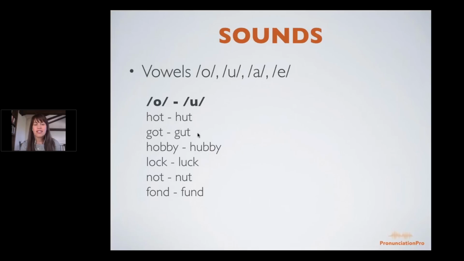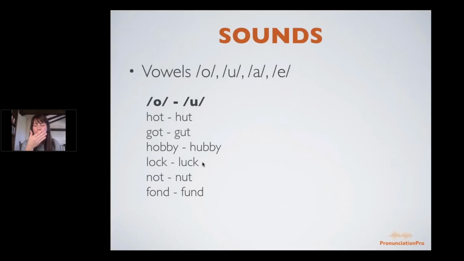How about this next one? Got. The first one. Good. Got, gut. And I'll have you do these too. So hubby. The second one. Good. Hobby. And as you're listening to these, everyone else, really listen to that contrast, especially to make sure that you're hearing a difference there.